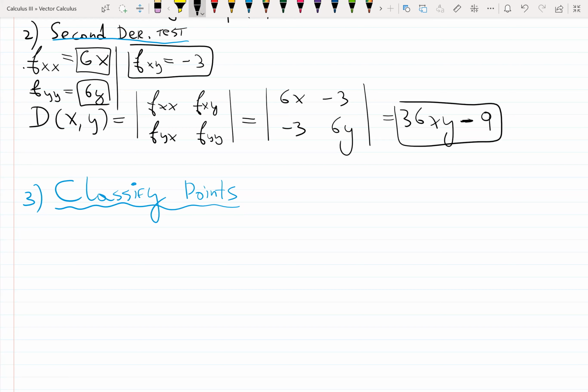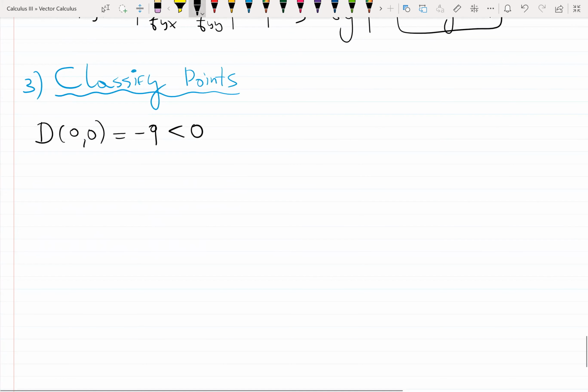Let's do it. Determinant at (0,0) is -9. That is negative. Who remembers what it means? Anyone wants to say? I should probably check the chat to make sure it's decent.